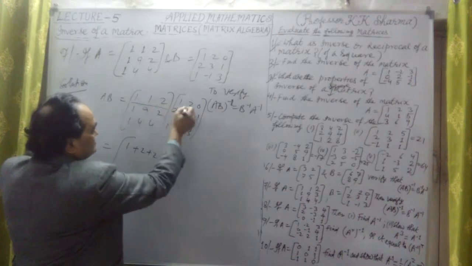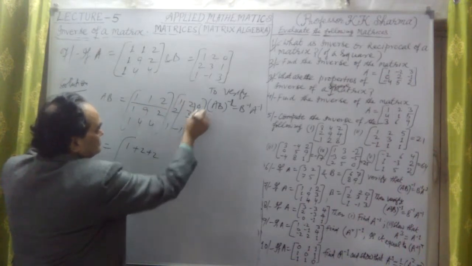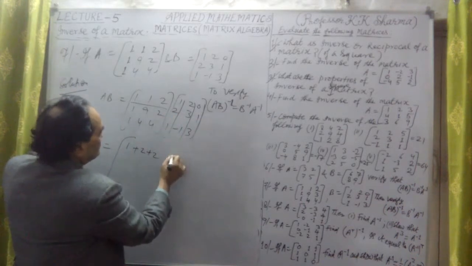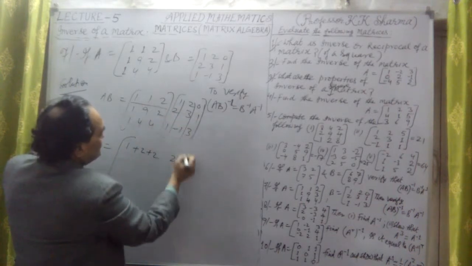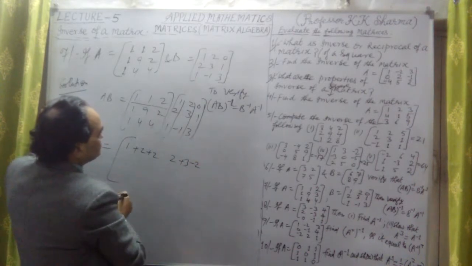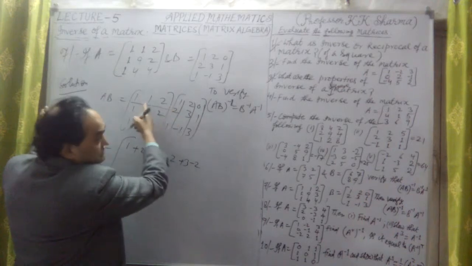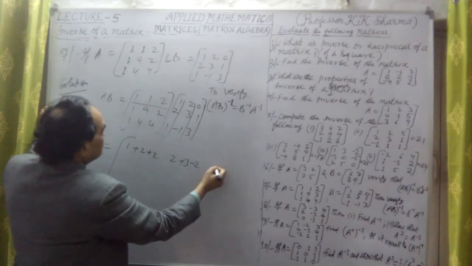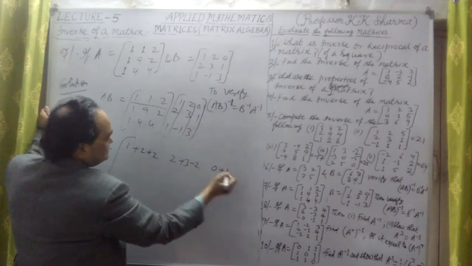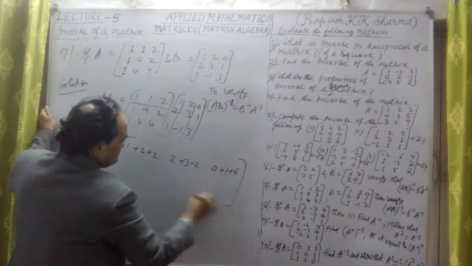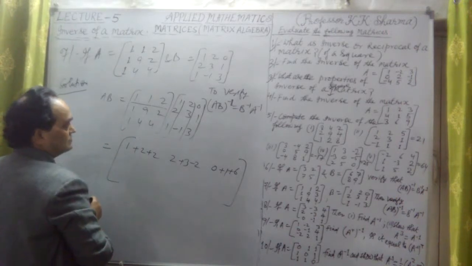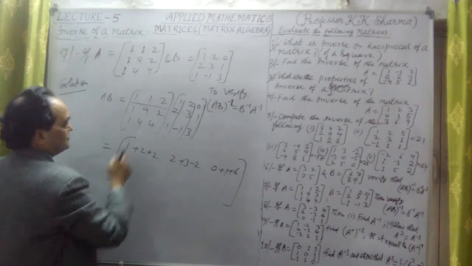Then first row, second column, using the second column of B. Let me multiply this: 1 into 2 is 2, 1 into 3 is plus 3, 2 into minus 1 is minus 2. Okay, then first row, third column, it is 0 here: 1 into 0, plus 1 into 1, plus 2 into 3 is plus 6. We are calculating the multiplication, the product AB.